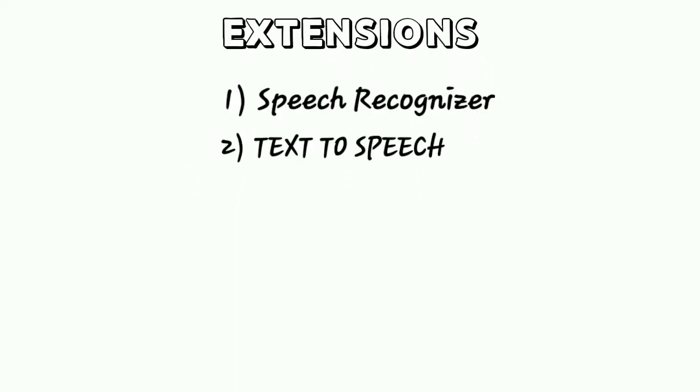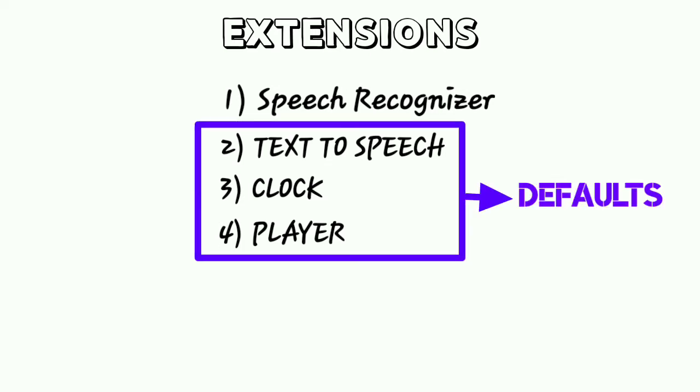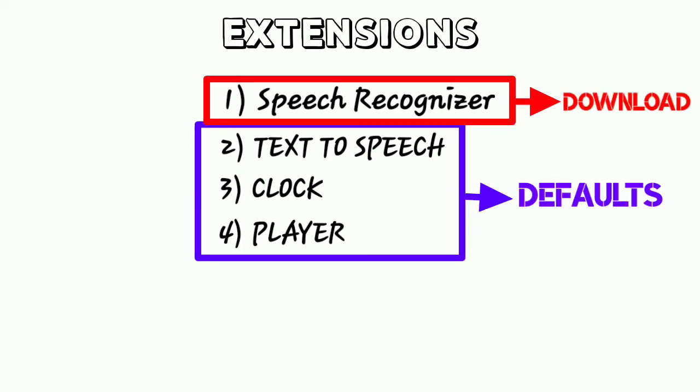The decoration part is complete and now we will need to import and add some extensions to the app which are going to act as the path for our app to work. The extensions or non-visible components we will need are speech recognizer, text-to-speech, clock, player. Among these, text-to-speech, clock and player are available in MIT App Inventor by default. We just need to download the speech recognizer from an external website.